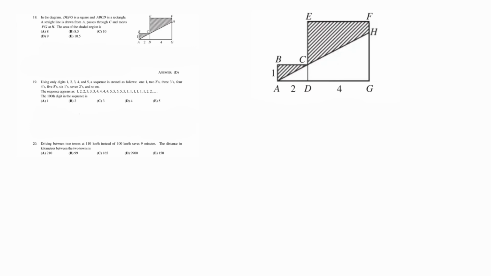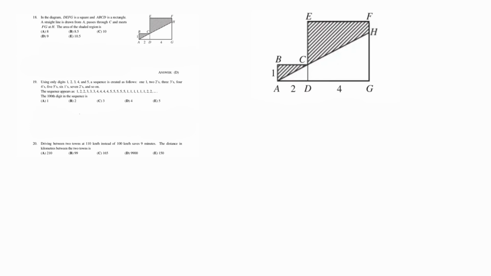Number 18. In the diagram, DEFG is a square and ABCD is a rectangle. A straight line is drawn from A, passes through C, and meets FG at H. The area of the shaded region is. The question asks about the shaded area.